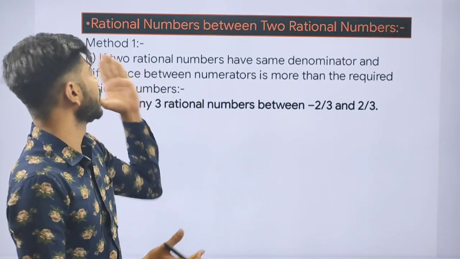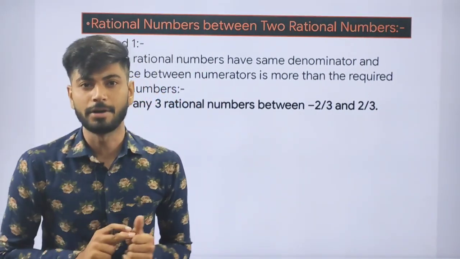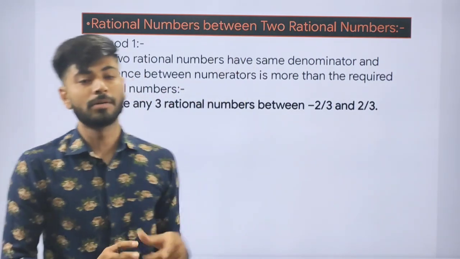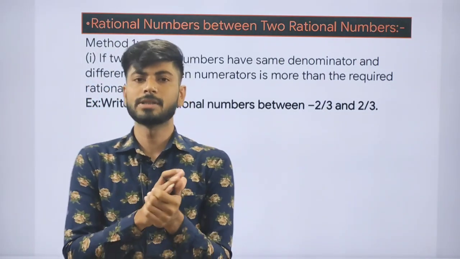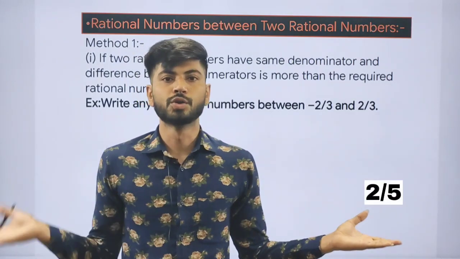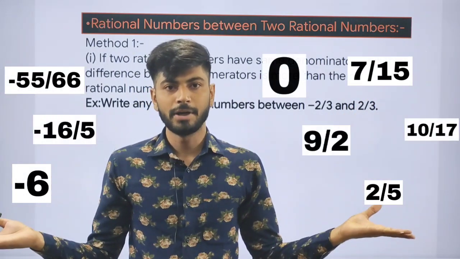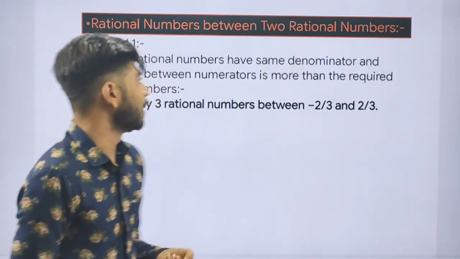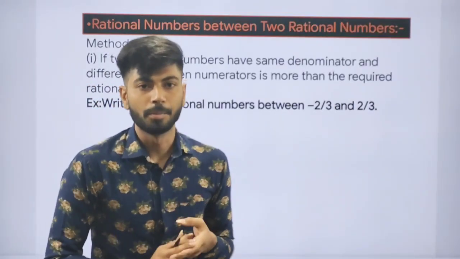The next method is rational numbers between two rational numbers that we have learned in 7th standard, if you remember. We have learned about how to find the rational numbers between two rational numbers. Do you know how many rational numbers are there between two rational numbers? 1, 2, 3, 4. I think it is infinite. Yes, it is infinite. We can find infinite rational numbers between two rational numbers.